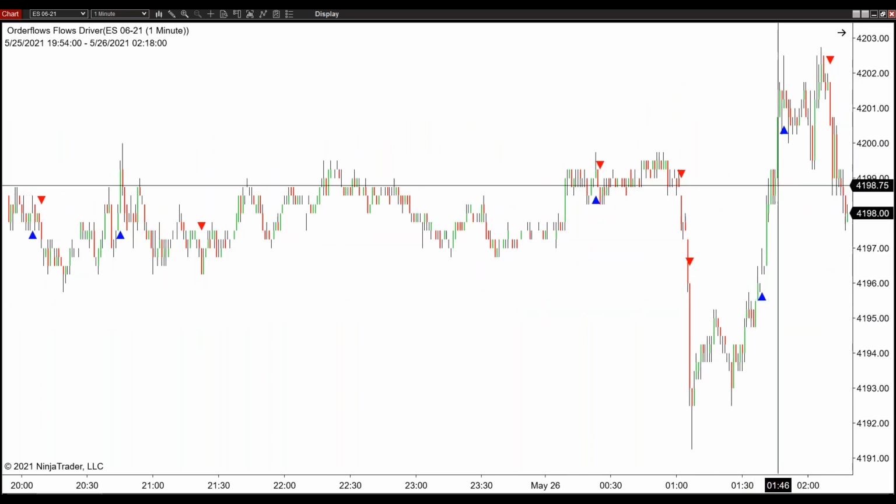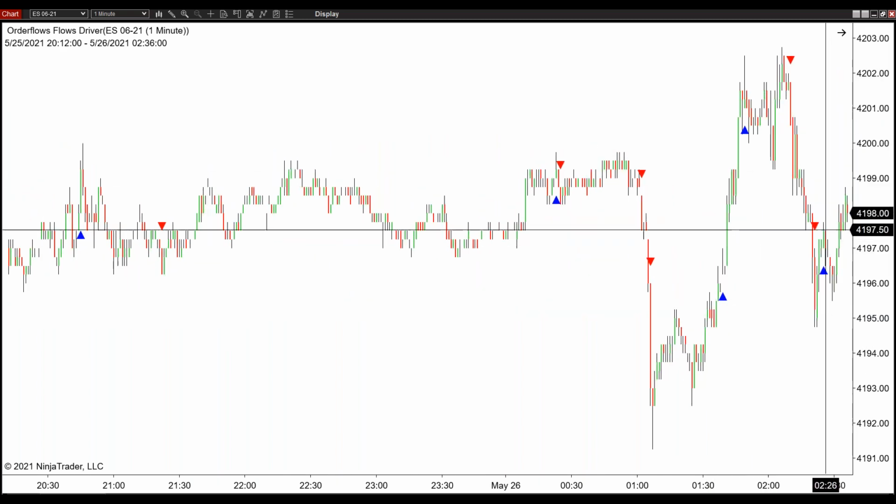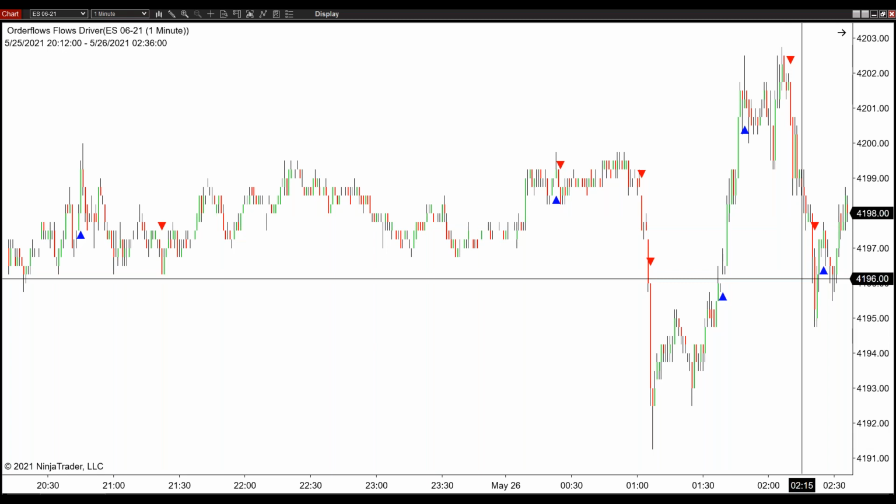Then on the way back up, move. On the way back down, another move. So you can see, whether you're trading equities, currencies, it doesn't matter, right? Because the order flow is the truth. It's something that you can use.